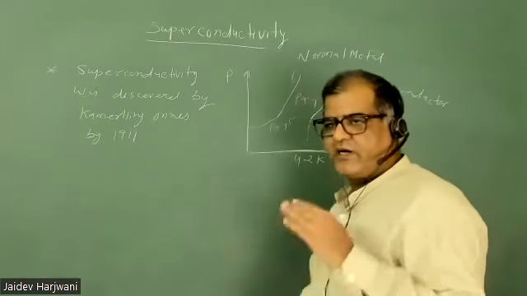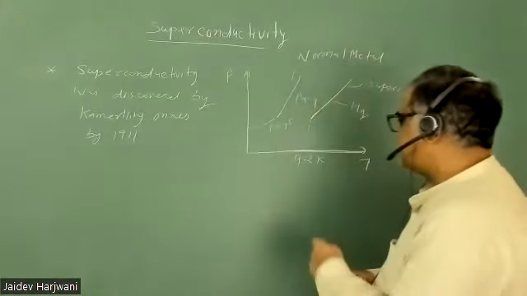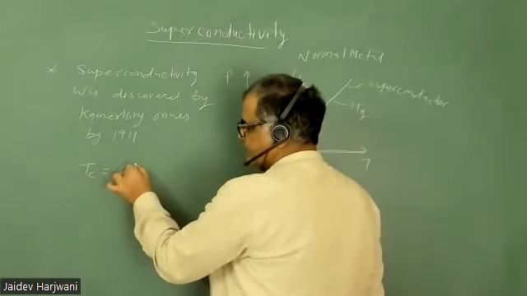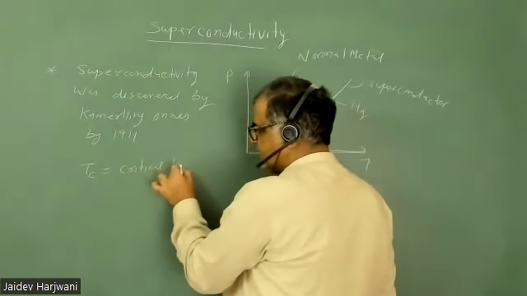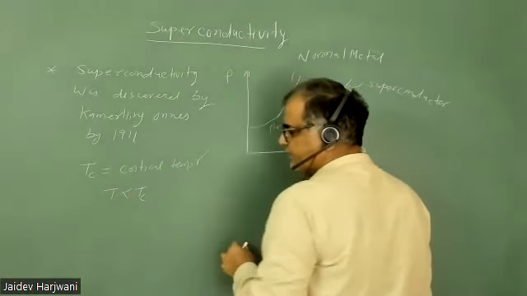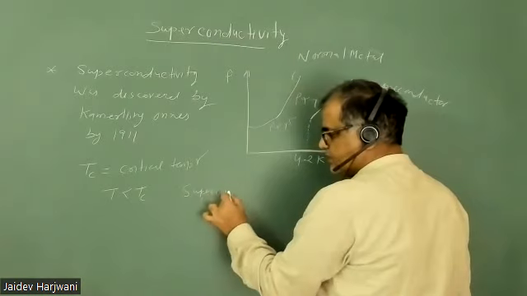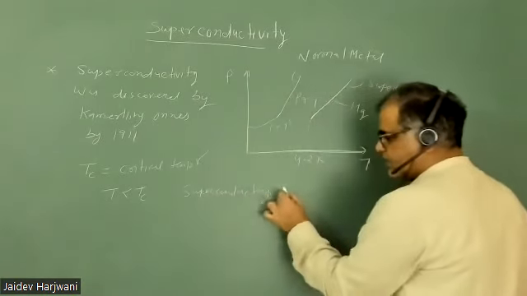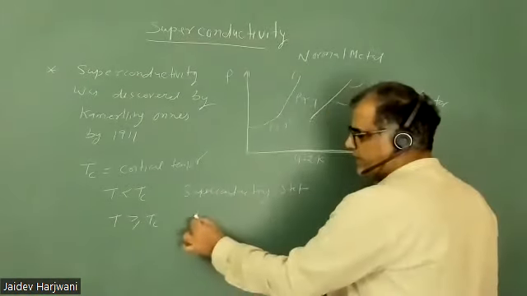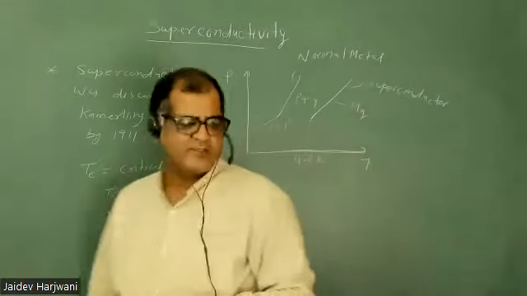If your material is in the superconductive phase, what does superconductive phase mean? When it is below Tc, every superconducting material is characterized by a temperature called Tc. Tc is called the critical temperature. If your material temperature is less than Tc, then your sample, the superconductor, will be in the superconducting state. And as your T is greater than Tc, it will again become a normal state.